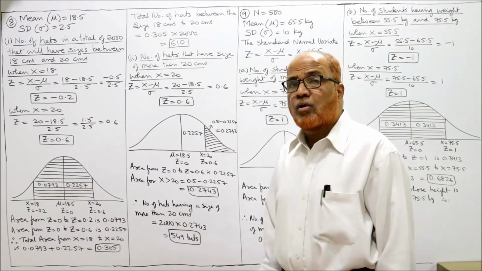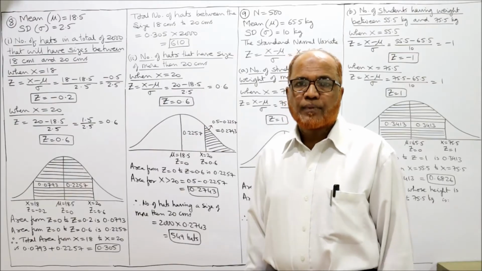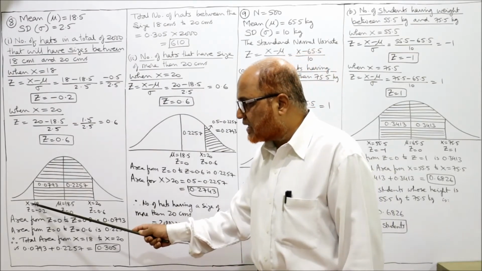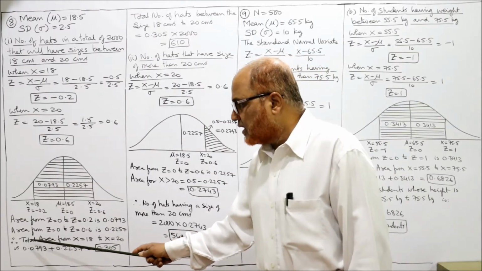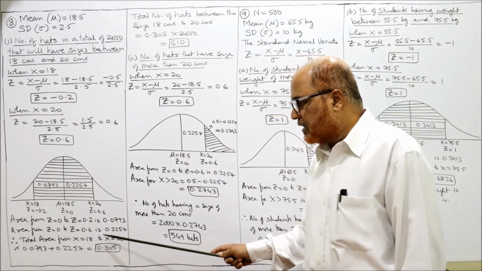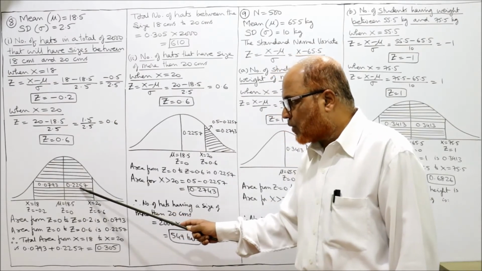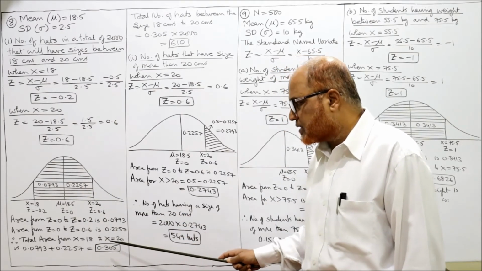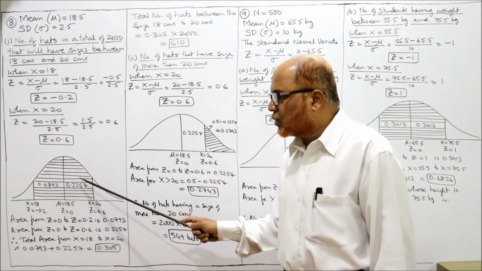So both the areas we got, left hand side and right hand side, we need the total area. This will be the total area between x is equal to 18 to x is equal to 20. So, therefore, total area between x is equal to 18 to x is equal to 20 is 0.0793 plus 0.2257. Add both, you will get 0.305. 0.305 is the total area.